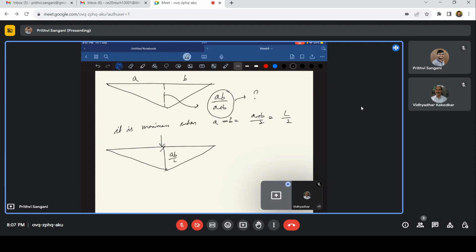Again, AB is nothing but L by 2 by L by 2. So L by 2 by L by 2 by L. So that is L by 4.